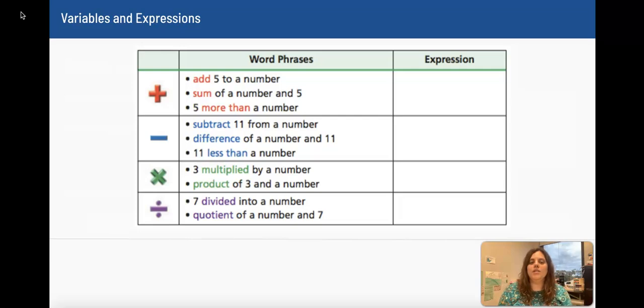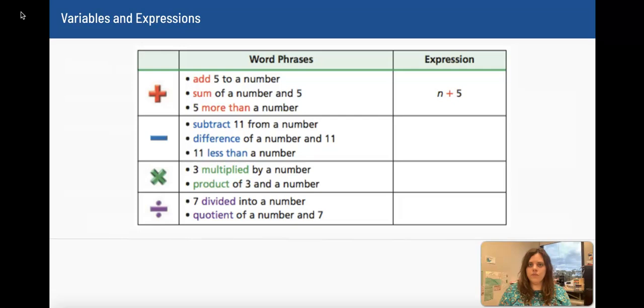Let's look at some simple expressions and some ways to translate expressions. So we have a few different ways to indicate each operation, and these are some of the most common ways. If I were to say add 5 to a number, or the sum of a number and 5, or 5 more than a number, all of these indicate that I want you to take a number like n and add 5.